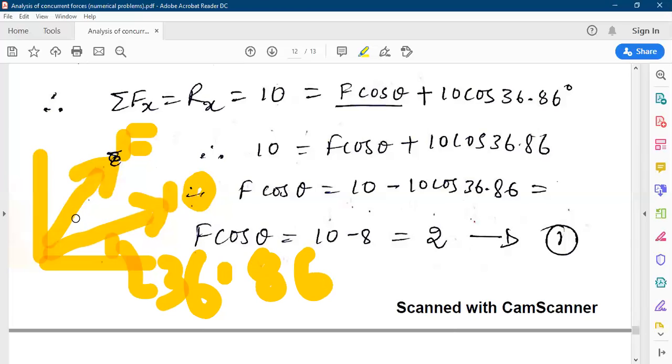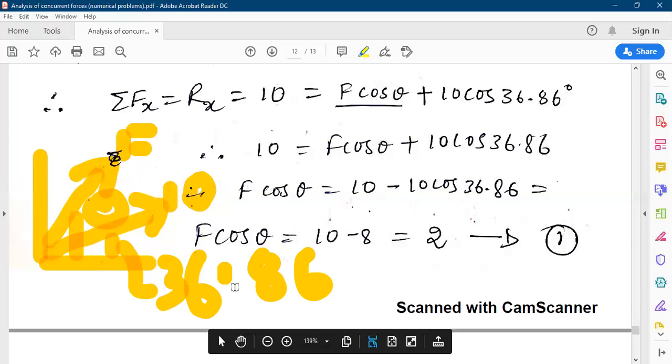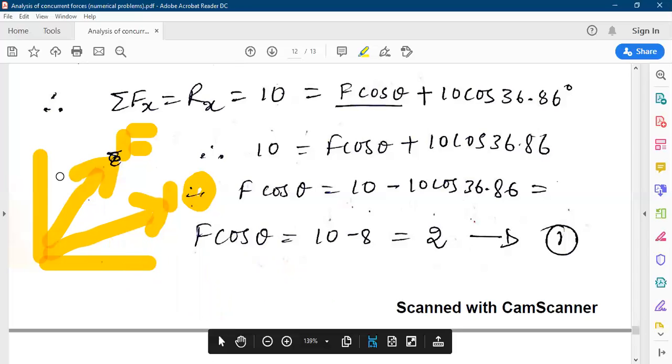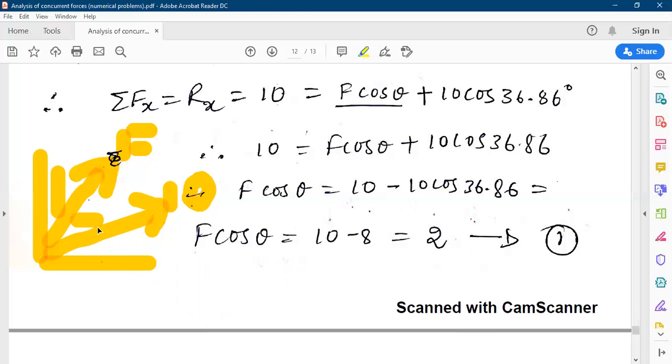And this theta we don't know, we have to calculate. This is theta itself, this theta we have to calculate. The angle between force F and the x axis is theta, the angle between the 10 kilonewton force and the x axis is 36.86. So resolve this force now along the x axis and y axis. Its component along the y axis will be positive, its component along the x axis will be positive. Similarly for the other force, its component along the y axis is positive and its component along the x axis is positive, right?